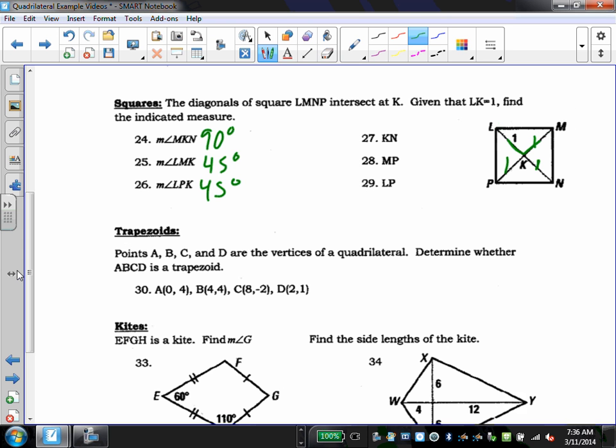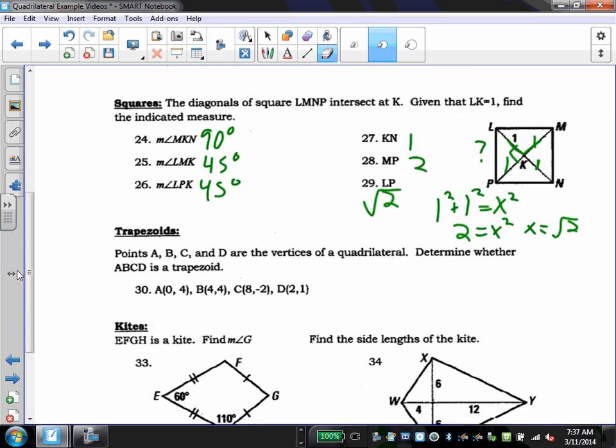Now we want to find the length of KN. Well, KN is 1, since all diagonal halves will be 1, since the first one was. This is true for squares and rectangles, remember. MP will have a length of 2. And LP, well, just use the Pythagorean theorem. Here's our right angle. Here's what we're looking for. That's the hypotenuse. So we'll just have 1 squared plus 1 squared equals x squared. That's 2 equals x squared, so x has a length of root 2. So LP has a length of root 2. And that's all there is to that one.